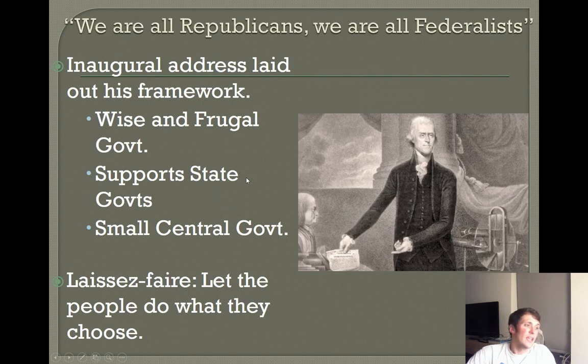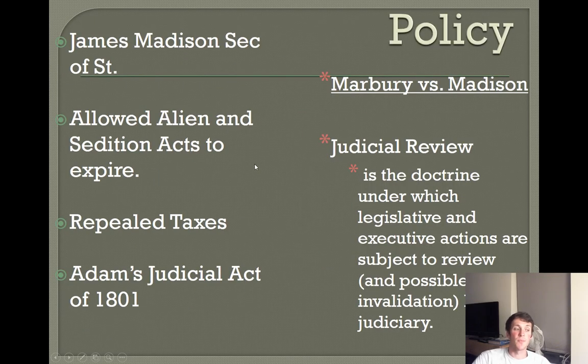So he's going to give this big inaugural address, and the Republicans are really known for being wise and frugal, supporting state governments and individual liberties, and kind of having a smaller central government, right? It's this idea of laissez-faire, let the people do what they choose. So James Madison is going to be his Secretary of State. They're going to get rid of these Alien and Sedition Acts, and they're going to allow them to expire.